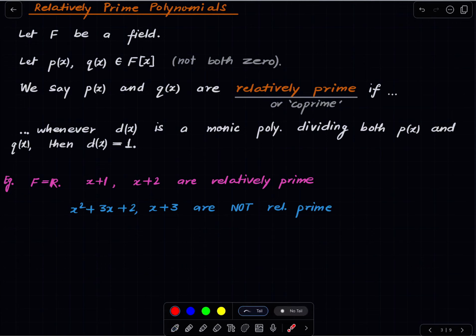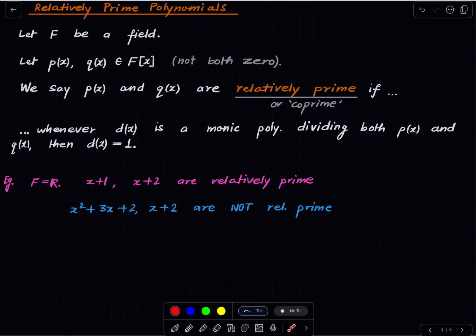These two are not relatively prime because x plus 3 divides this, and x plus 3, well, hopefully divides that. Let me check. If you factorize this, what do you get? Maybe I made a mistake. So this is x plus 2 times x plus 1, is it? So no, I should have written x plus 2 here. x plus 2 times x plus 1 is this guy. So these two are not relatively prime.